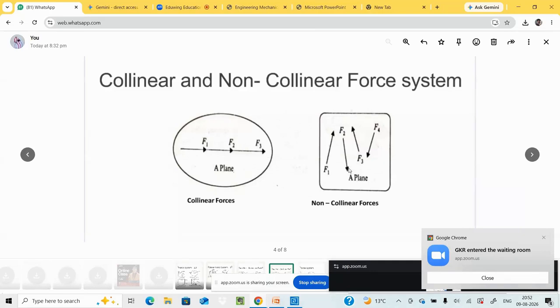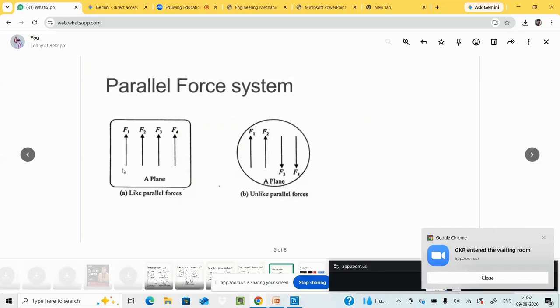Non-collinear forces mean a number of forces acting in different directions, not related to a particular plane. And parallel forces mean all the forces are parallel to each other. If you see here, there are a number of forces parallel to each other, and if all are acting in the same direction, we call them like parallel forces. Similarly, unlike parallel forces mean there are different forces acting in different directions, but a few are parallel to each other. Clear, everyone?